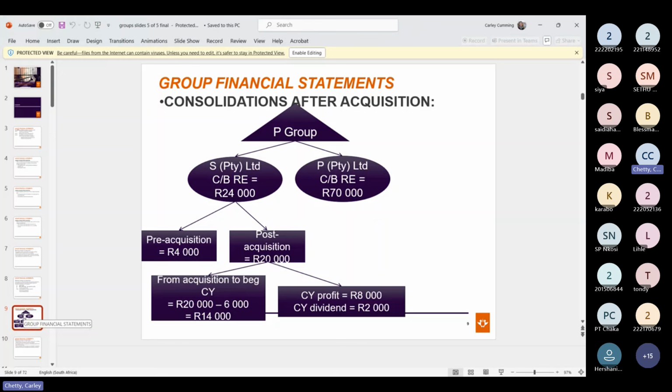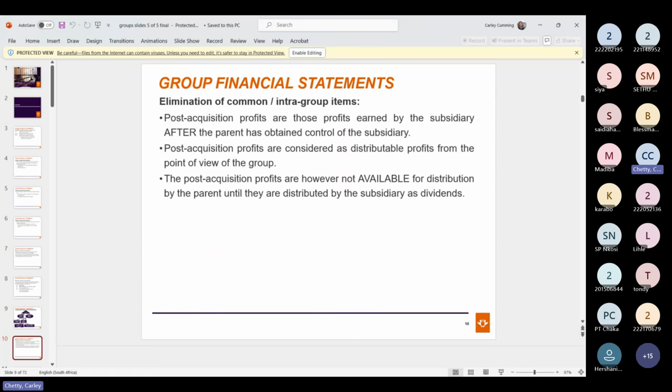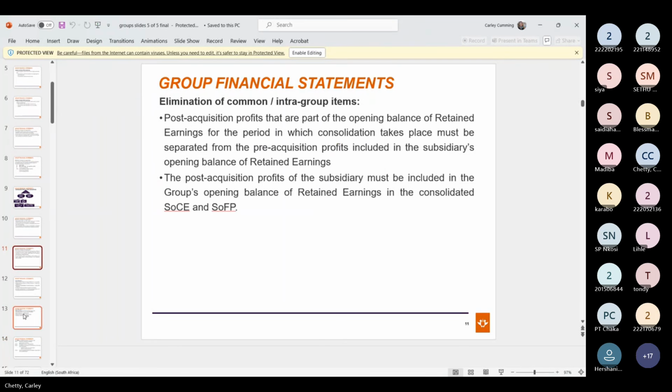Okay, so this is just a diagram to show you how we're going to work this out. The post-acquisition profits are profits earned by the subsidiary after the parent has obtained control of the subsidiary. That is why they are called post-acquisition. These are distributable profits from the point of view of the group. However, the post-acquisition profits are not available for distribution by the parent until they are distributed by the subsidiary as a dividend.